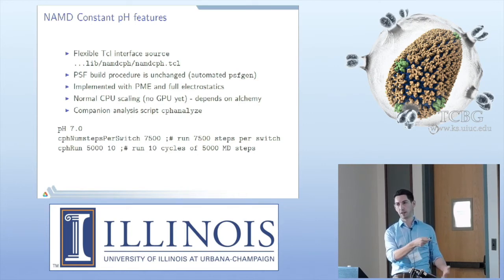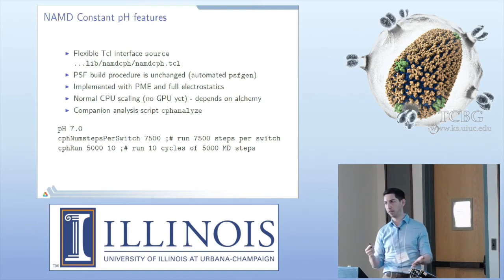You can also add additional selections for specific residues. So if I have one problematic residue that really needs to run for a longer period of time, you can use PSFGen style selections. You specify a segment ID and a residue ID, and then you can specify those directly. Examples of that are in the tutorial.